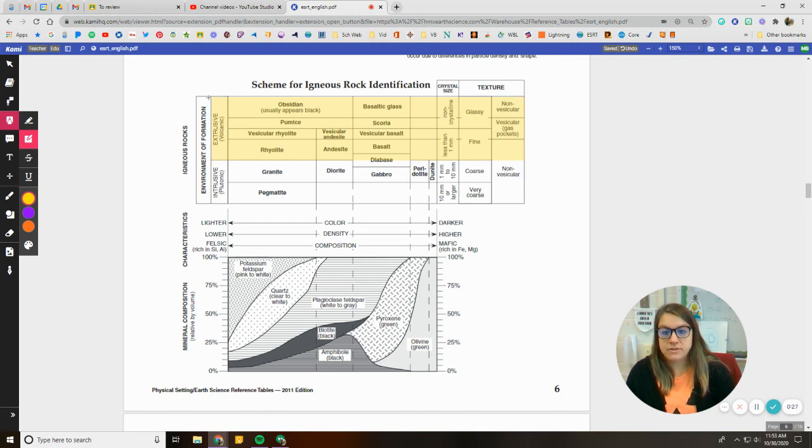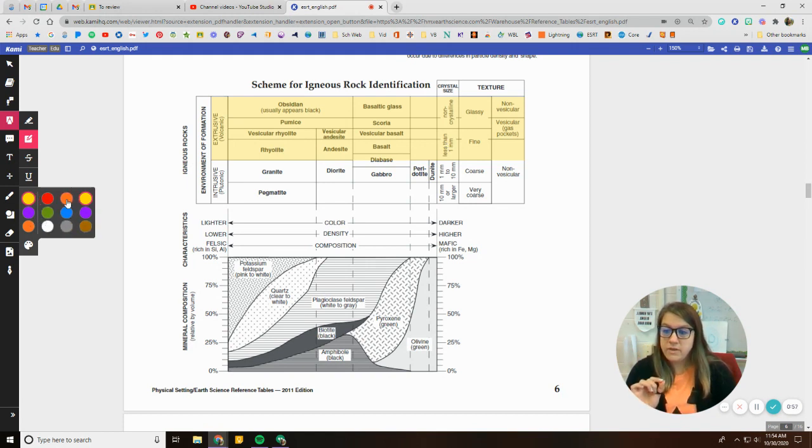Okay, so that means your extrusive rocks are going to be all of these rocks in this section, but that also goes hand in hand with the texture that we have here and the crystal size. So these extrusive rocks are going to have non-vesicular or vesicular gas pockets. They can be glassy or fine, and their crystal size is going to be so small it looks non-crystalline, or less than a millimeter. So they're itty bitty, teeny, teeny, tiny.